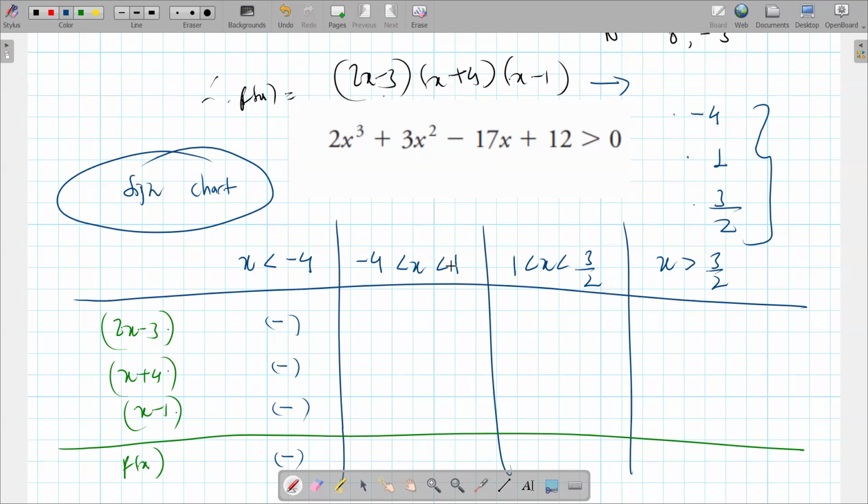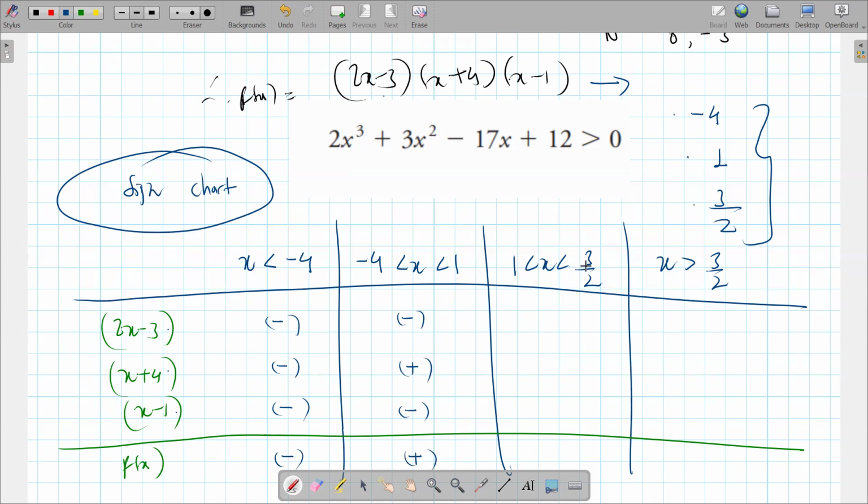Between -4 and 1, what's a nice number to plug in? 0. If you have a 0 in your range, you plug that in. 0 here will give you -3. Here will give you +4. Here will give you -1. Therefore, the entire thing is going to be positive.